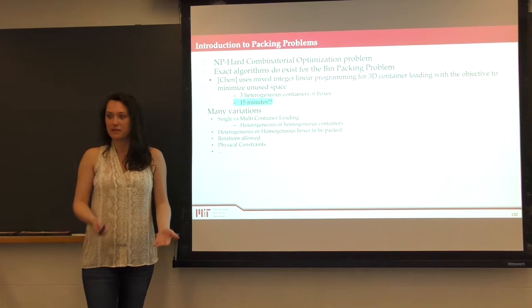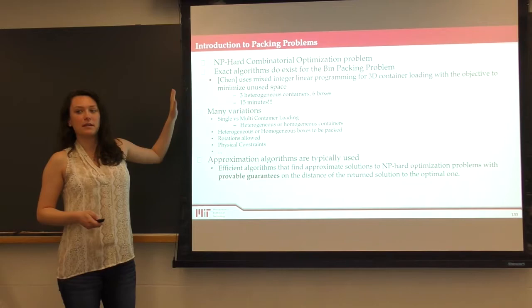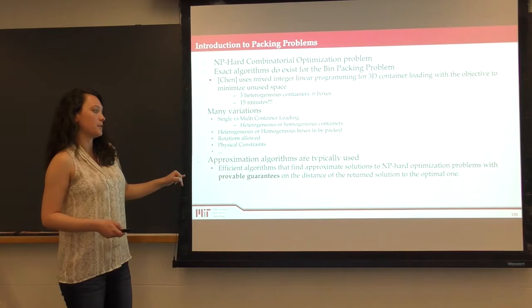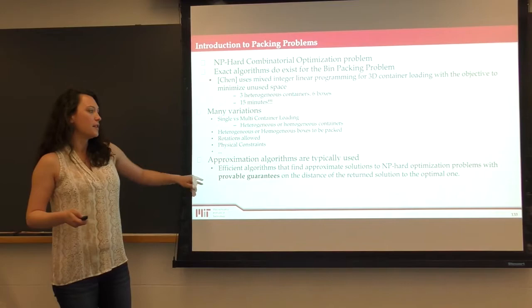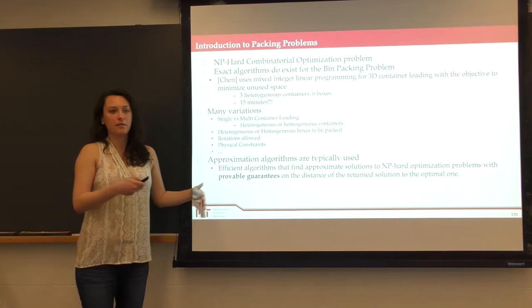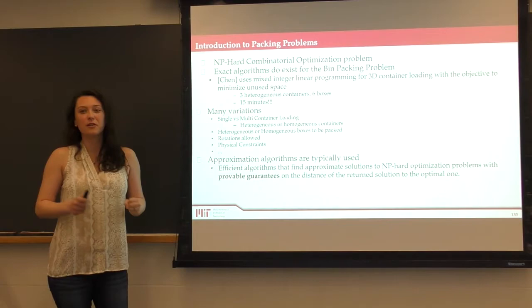Because the exact problem is hard to solve efficiently, approximation algorithms are typically used. Just a reminder, an approximation algorithm is an efficient algorithm that approximates the solutions to NP-hard optimization problems with provable guarantees on the distance of the returned solution to the optimal one. In plain English, it approximates a solution that's going to be pretty close to optimal, but not guaranteed to be optimal.